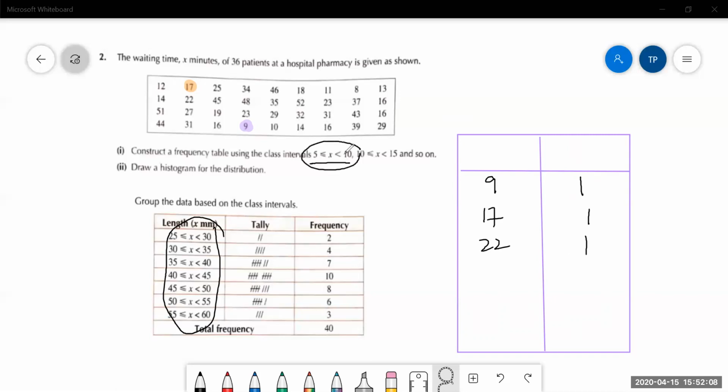Because by grouping them into these classes of values, we will be able to get more frequencies under each class. It will be more significant for us to do that. The data that is derived from this table will be more useful. You understand what I'm trying to say?